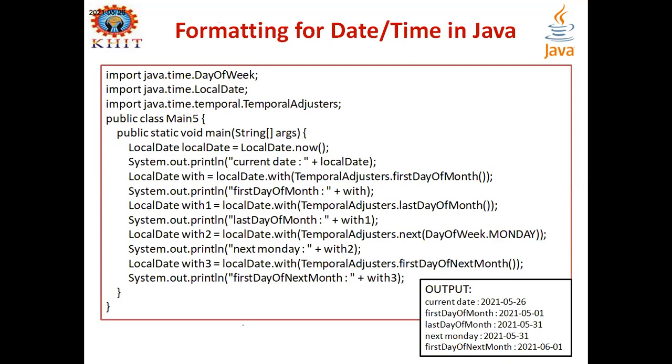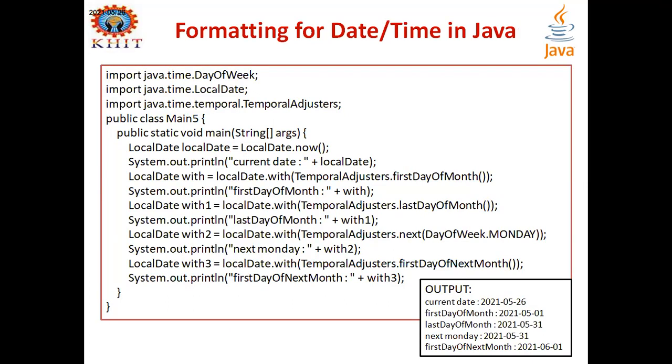So here is one example that illustrates all these things in one simple program. First, I want to take the current date. Based on that, what is the first day of that month? What is the last day of that month? What is the next Monday from this current date? And the first day of next month. I want to display all these based on the current date.